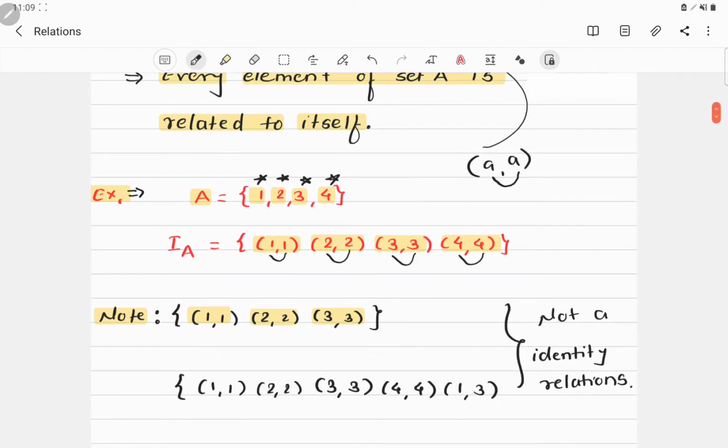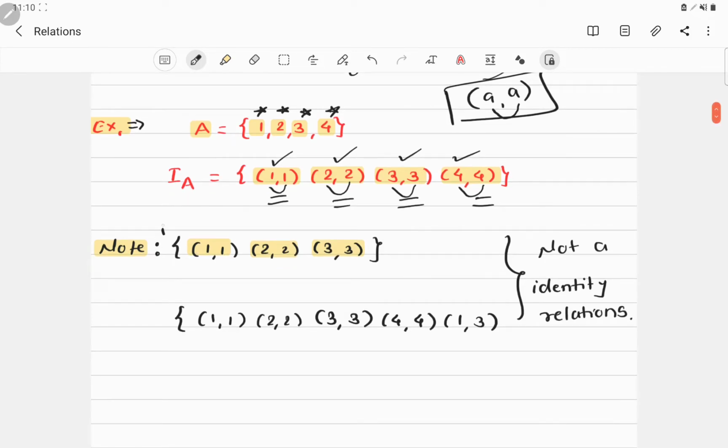Make sure that all the elements of A prepare this kind of ordered pair. It means if 4 elements are there, then you will observe the 4 ordered pairs with itself, like (1, 1), (2, 2), (3, 3), (4, 4). And in this note number 1, this (4, 4) is missing. Please observe, (4, 4) is missing. Not even a single ordered pair can you miss under an identity relation. This is a very important point.